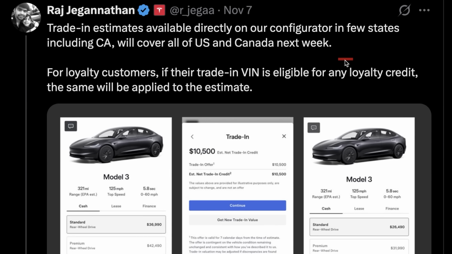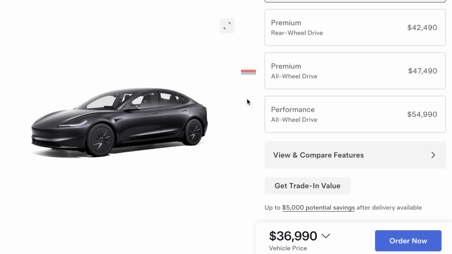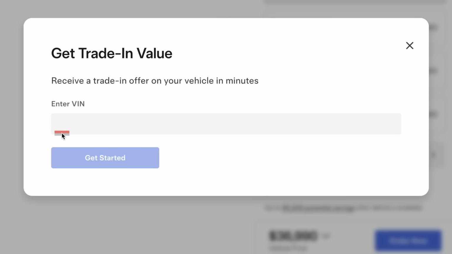And as Raj from Tesla said, trade-in estimates are now available directly on the Tesla configurator in a few states, including California, but this will cover all of the US and Canada this week. For loyalty customers, if their trade-in VIN is eligible for any loyalty credit, the same will be applied to the estimate. And he also said that you Canadians can expect the Model Y performance in Q1 2026. And on the configurator under the pricing, you will see this Get Trade-In Value button. And from there, you enter your VIN and it'll walk you through the process.